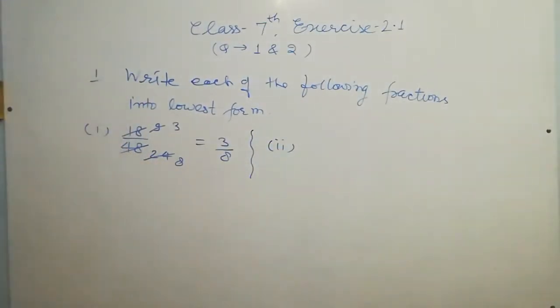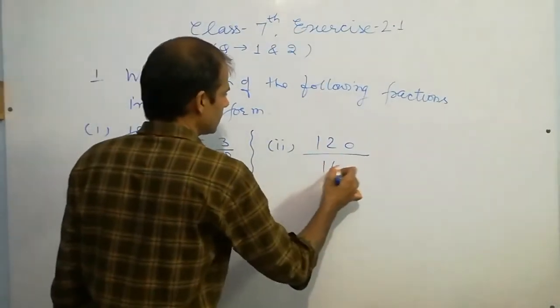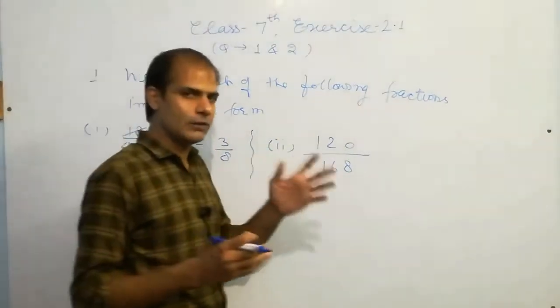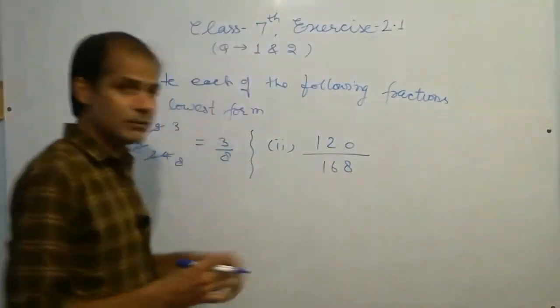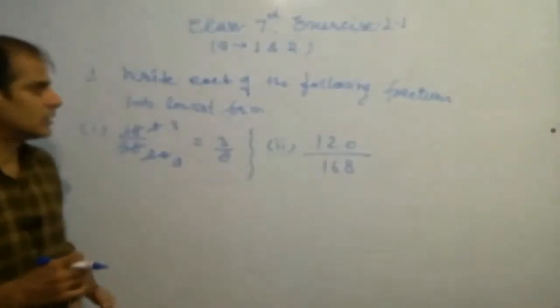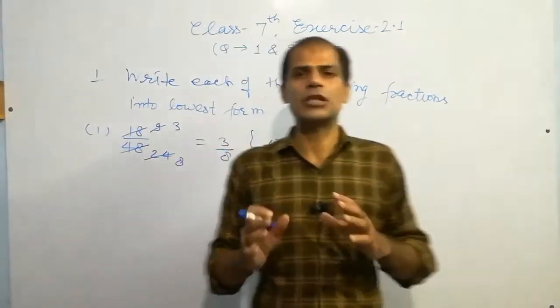Second part, 120/168. Okay students, again if you remember the table of 24, maybe it is divisible, numerator and denominator. So just try with 2, 3, 4 any number. It is not necessary that you start with 2.